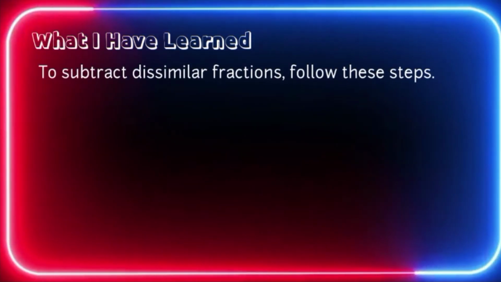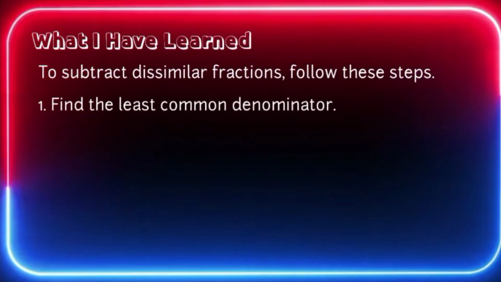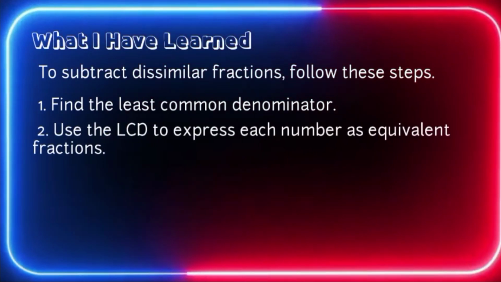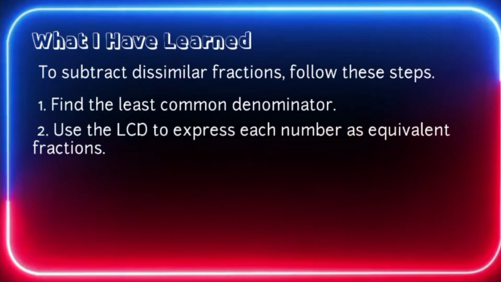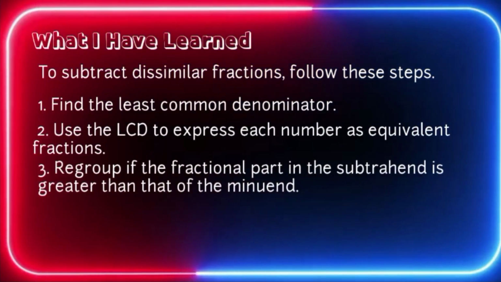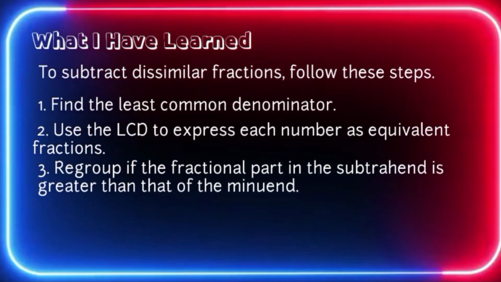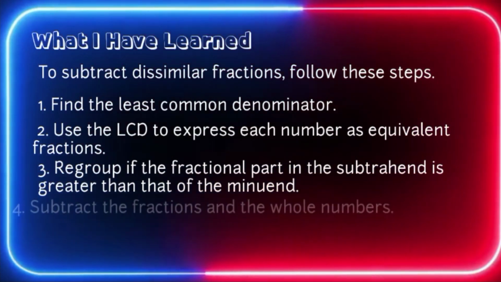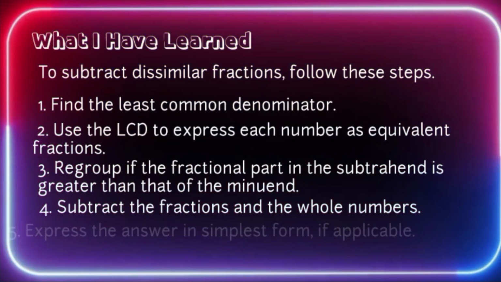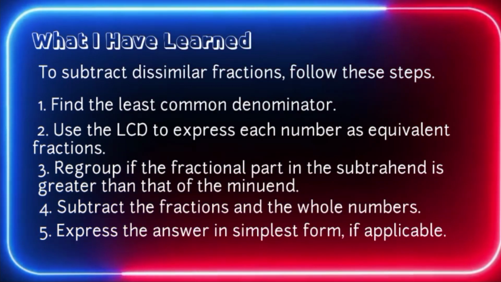To subtract dissimilar fractions, let us follow these steps. Step 1. Find the least common denominator. Step 2. Use the LCD to express each number as equivalent fractions. Step 3. Regroup if the fractional part in the subtrahend is greater than that of the minuend. Step 4. Subtract the fractions and the whole numbers. Step 5. Express the answer in simplest form if applicable.